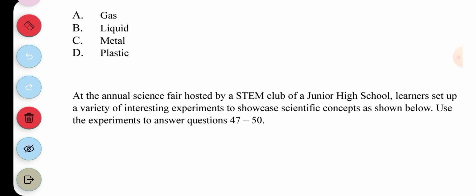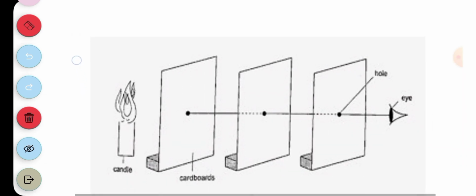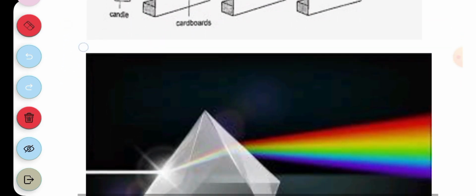At the annual science fair hosted by a STEM club of a junior high school, learners set up a variety of interesting experiments to showcase scientific concepts as shown below. Use the experiment to answer questions 47 to 50. So we have this diagram here, this diagram here, and this diagram here.